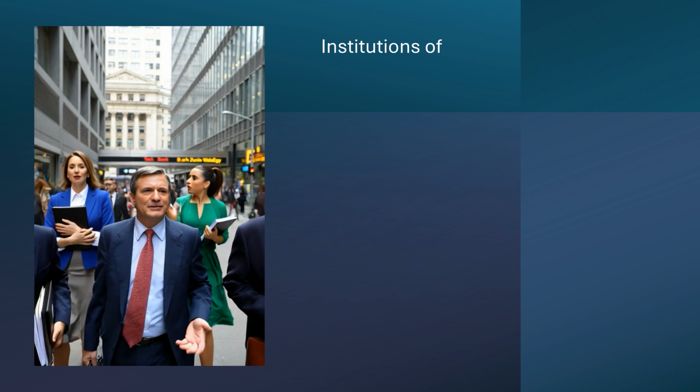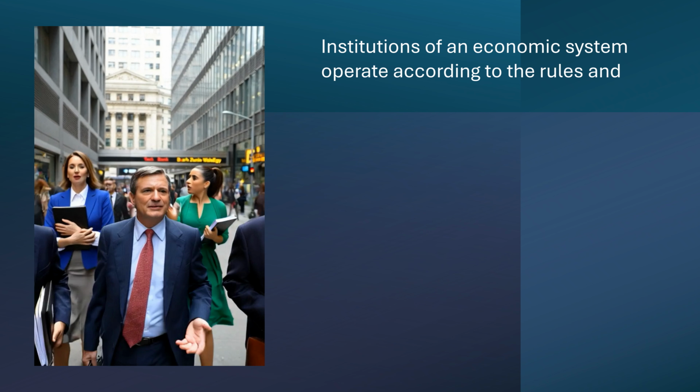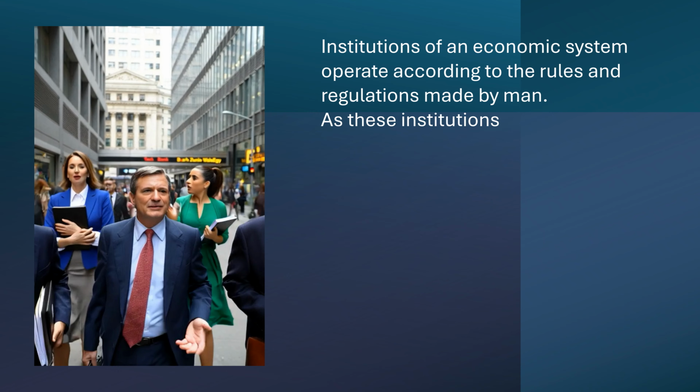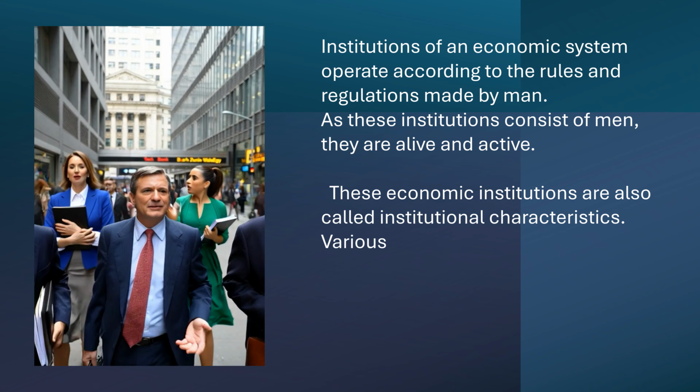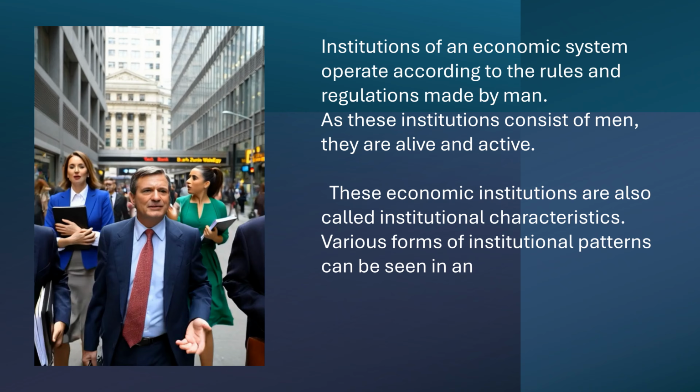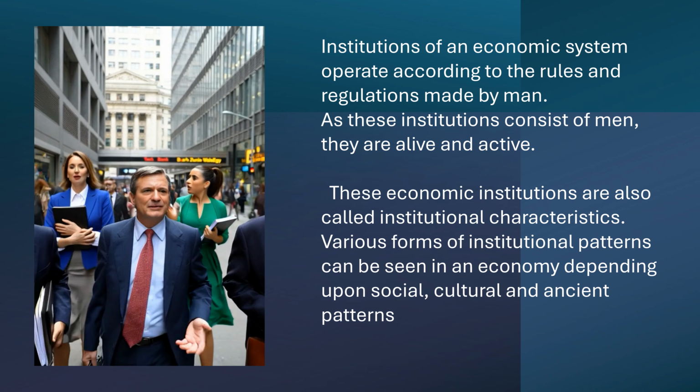Institutions of an economic system operate according to the rules and regulations made by men. As these institutions consist of men, they are alive and active. These economic institutions are also called institutional characteristics. Various forms of institutional patterns can be seen in an economy depending upon social, cultural, and ancient patterns prevailing in each country.